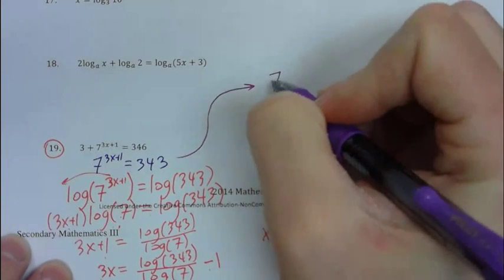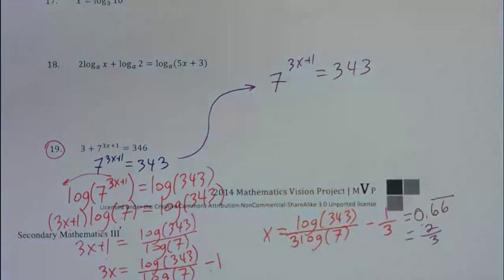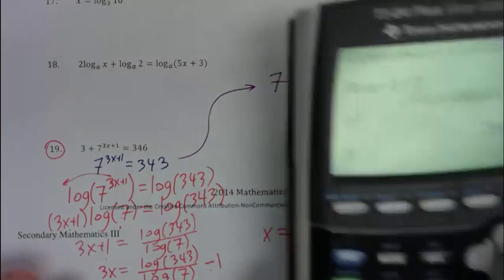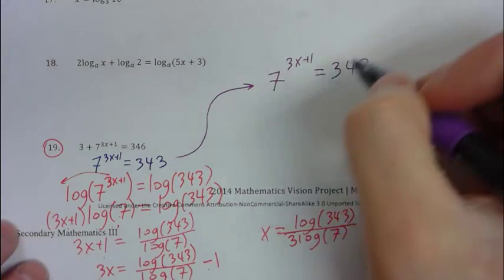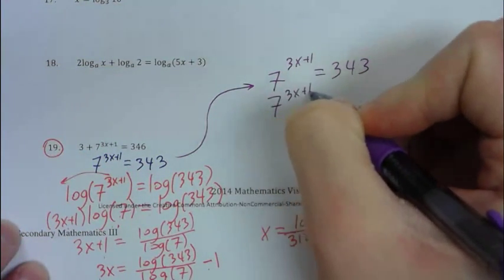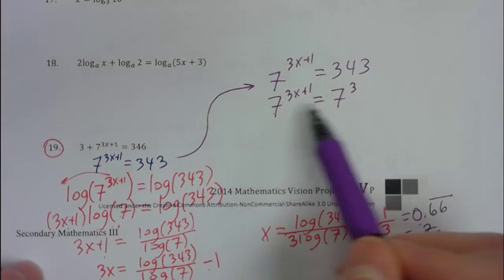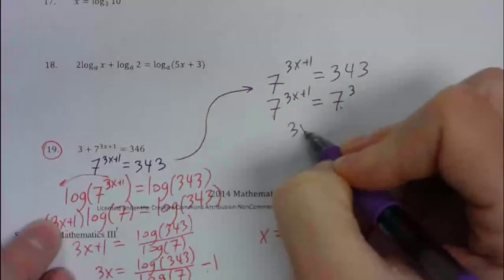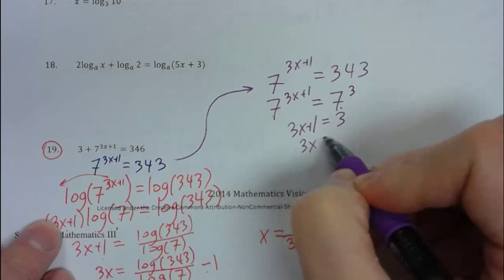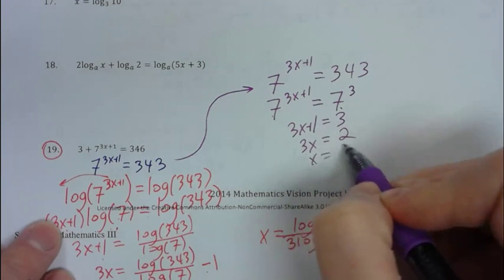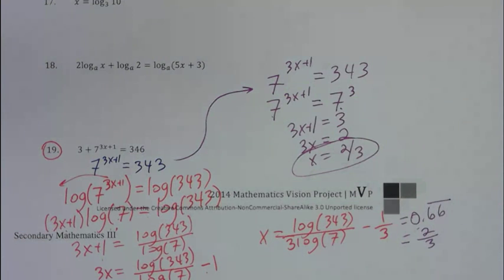So we had 7 to the power of 3x plus 1 equal to 343. It turns out that, as you can see on my calculator, that 7 to the third power actually equals 343. So that means that I could write this as 7 to the 3x plus 1 equal to 7 cubed. And then I can see that there's a 7 on the bottom of both sides. So that means that 3x plus 1 and 3 have to be equal. So I would have just some solving equations to do from there to get the same answer of 2/3. And that is our final problem of this video.